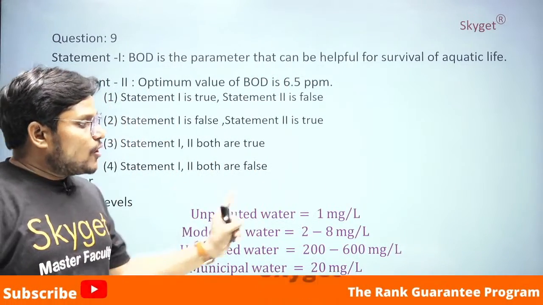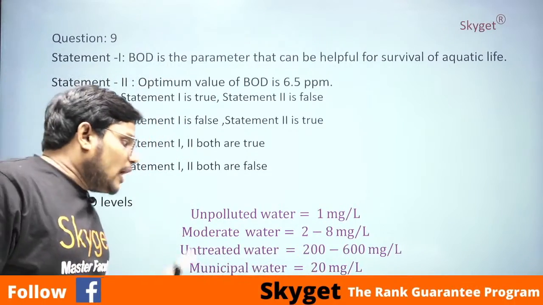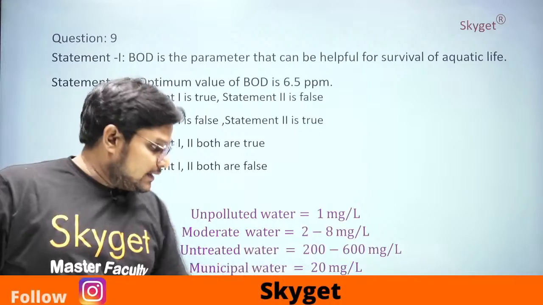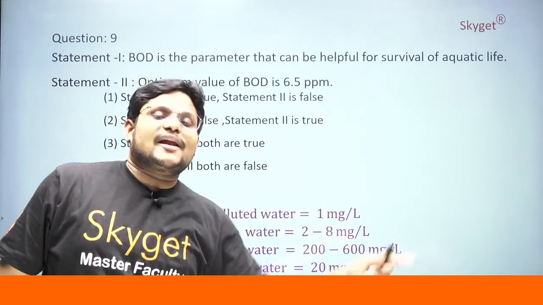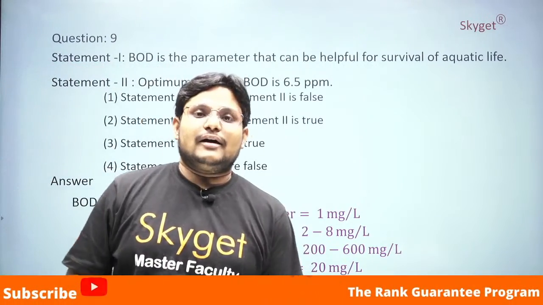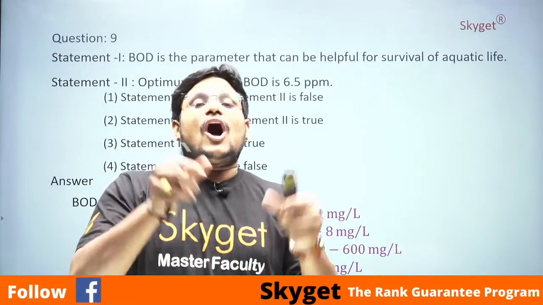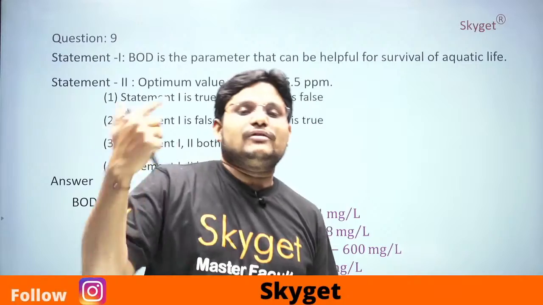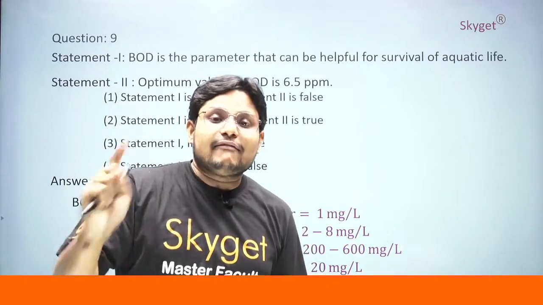Unpolluted water contains 1 milligram per liter, whereas moderately polluted water contains 2 to 8 milligram per liter, untreated water contains 200 to 600 milligram per liter, and municipal water contains 20 milligram per liter. This biochemical oxygen demand helps you understand how much oxygen has to be dissolved in the water. That is helpful for aquatic life, students. This is very, very important.